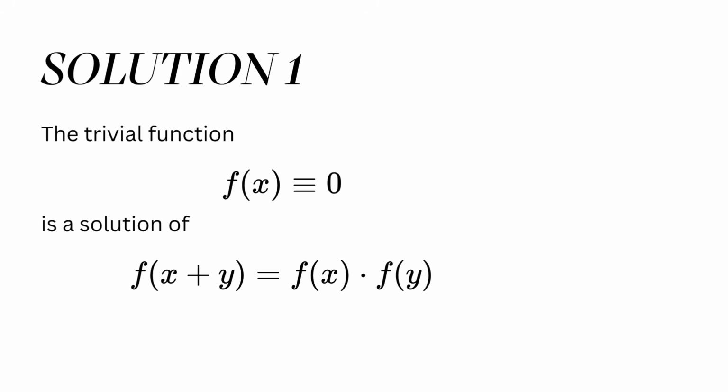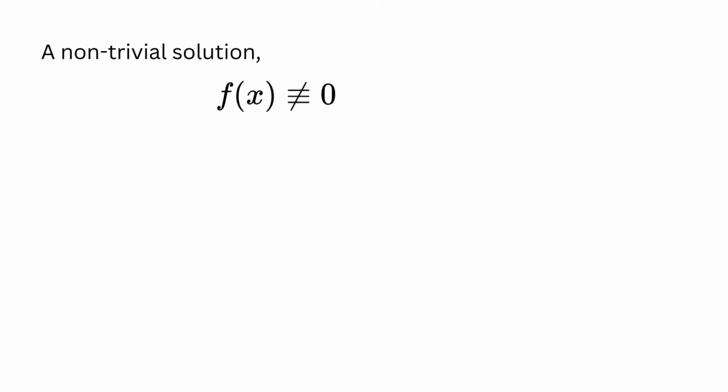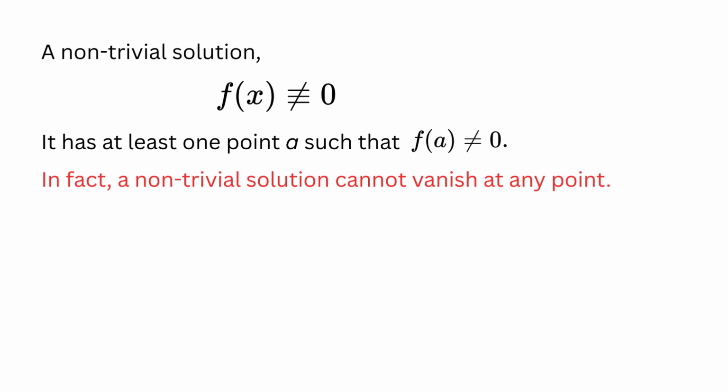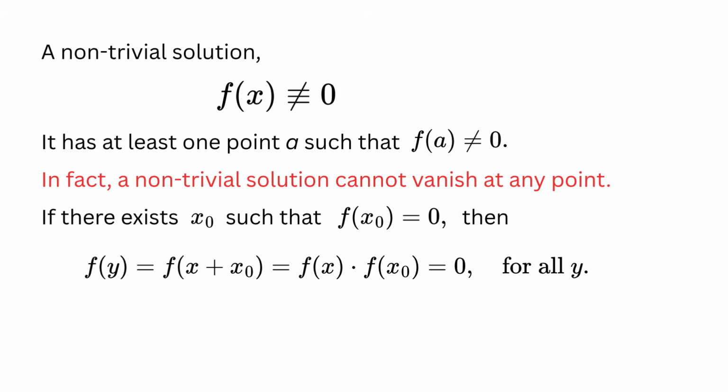Towards this goal, we can easily see that the function which is identically 0 is a solution. But this is a trivial solution. A non-trivial solution cannot be identically 0. That is, there's at least a point where the function is non-zero. In fact, a non-trivial solution cannot vanish at any point, since if it vanishes at a point, it will vanish at all points. To see this, if f were 0 at x0, then the sum x plus x0 produces all real numbers y. Then, from Cauchy's equation, f of y vanishes.